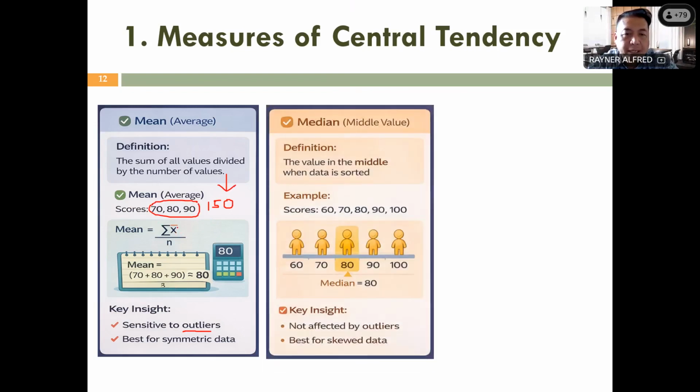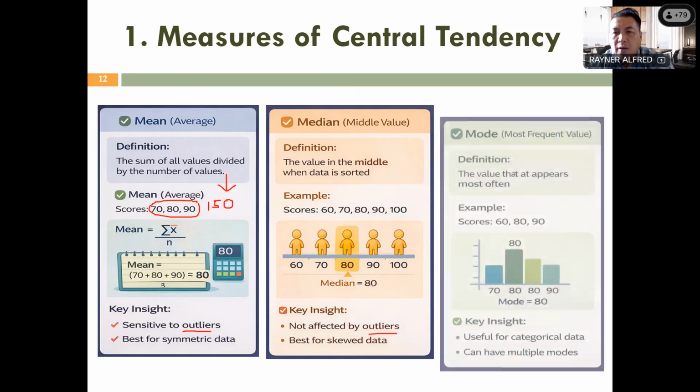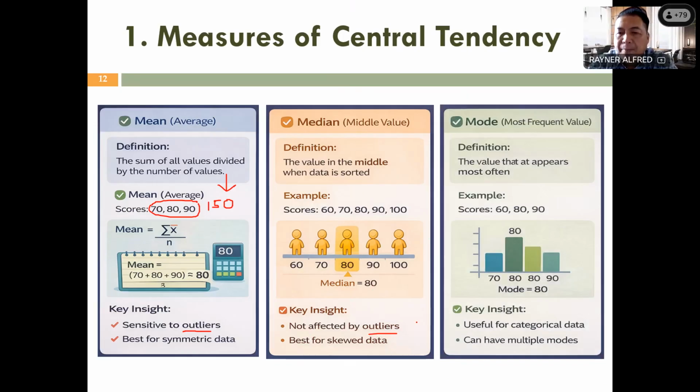Okay, so for the median, we just take the middle value of your data set. Okay. So this one will not be affected by the outlier. And the third one is the mode. Okay, the mode refers to the value which occurs the most. So in this case, we have the 80 here.